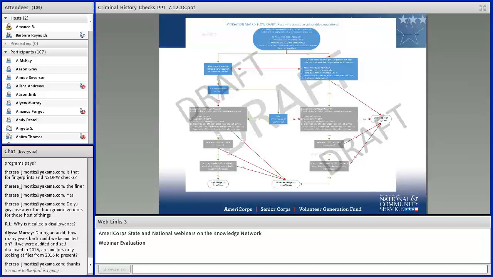Oh, we've got a lot of questions. During an audit, how many years back could we be audited on? If we were audited and self-disclosed in 2016, are auditors only looking at files from 2016 to present? Alyssa, I do not know the answer to that question either. But if you self-disclose, you should definitely keep all that documentation in your files.